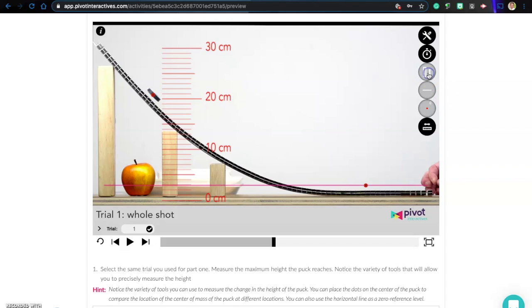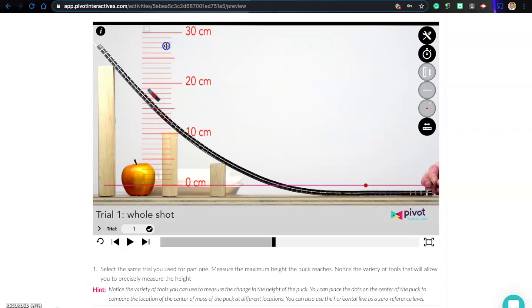And then I'll get my horizontal stick and put that at 0. It looks like I get, well, let's see, that's 15, 16, 17.5. So it looks like I get to about 17.5 centimeters.